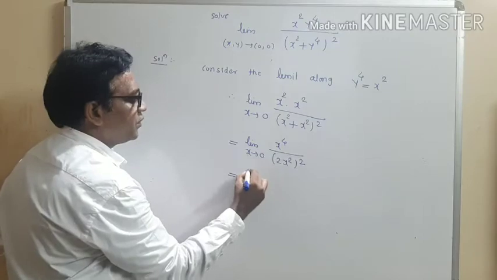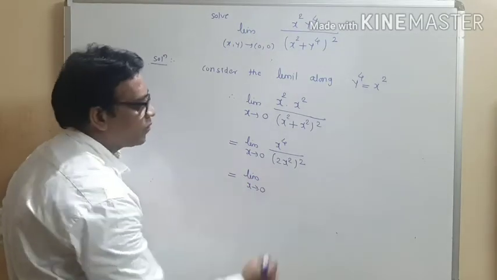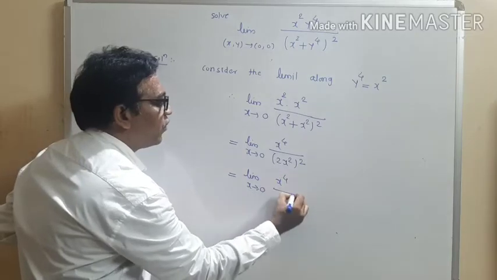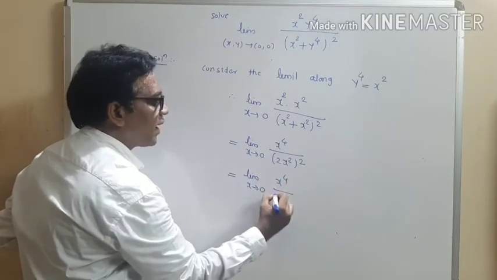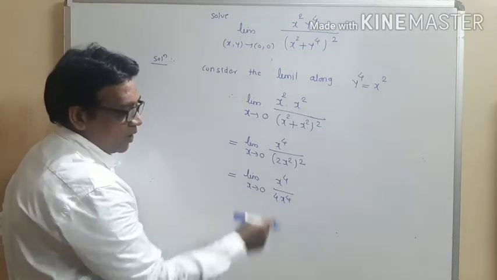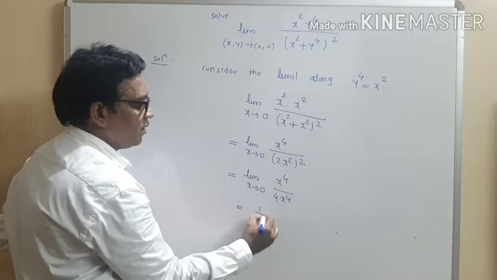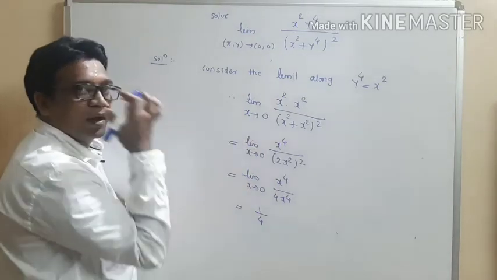So this is equal to limit x tends to 0, x raised to 4 over (2x) squared, which means 4x raised to 4. So x raised to 4 and x raised to 4 cancel. So what is our limit? 1 upon 4 is the limit.